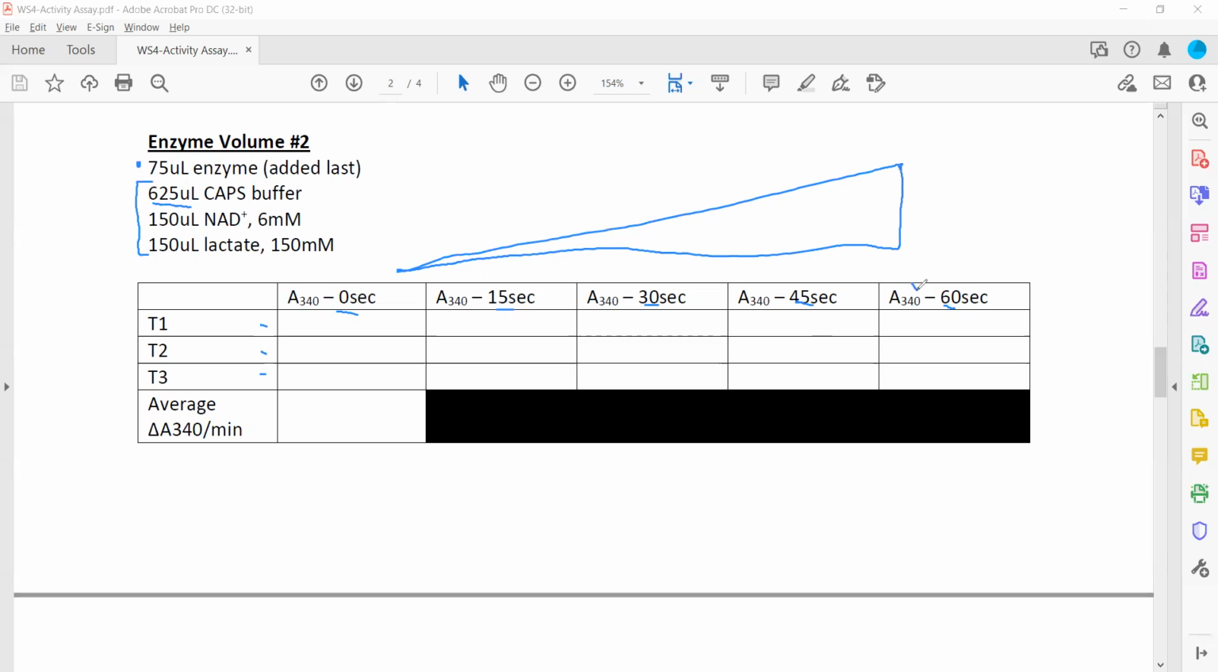We're measuring at this point absorbance at 340 nanometers, just like we did with enzyme volume number 1, because we're measuring, so that's in the UV spectrum, the production of NADH. We would expect that to gradually increase over time, but based on the amount of enzyme, we would expect it to have a different result.